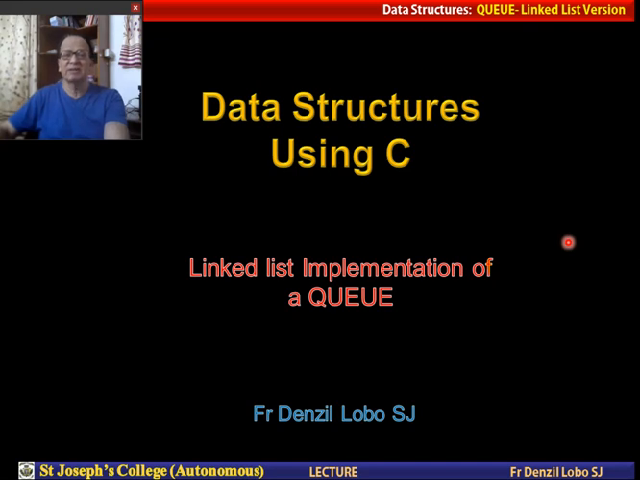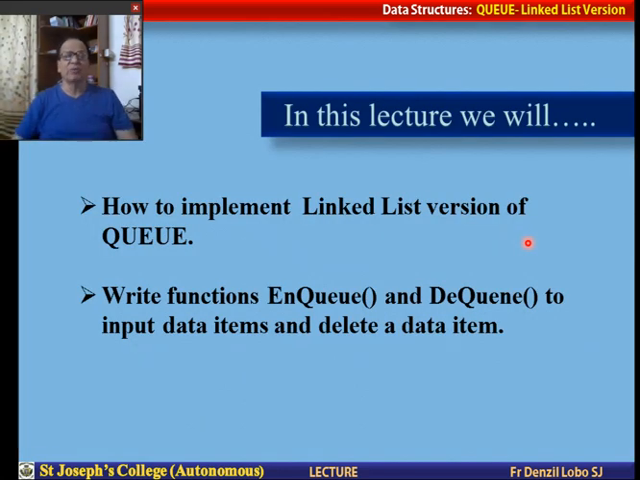Data structures in C, linked list implementation of a queue. You're already familiar with the queue. We have already done the array implementation and circular linked list also using array implementation. In this lecture, we shall deal with the linked list version of a queue, which is far better, I would say. Therefore, we will implement the linked list version of queue and write functions enqueue, dequeue, etc. to input data items and delete a data item from the queue.